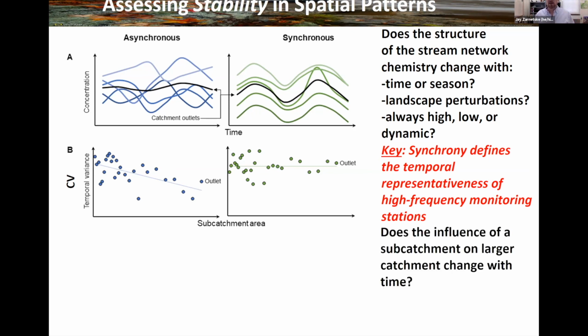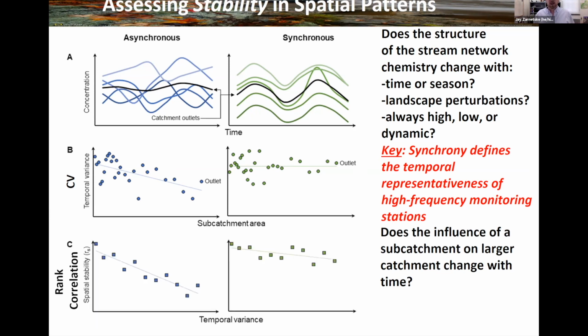We can also ask another question: does the influence of the subcatchment on the larger overall basin and region change through time? And so we can do more analyses on that spatial data and ask, basically, in the simplest way, it's called a rank correlation, but when we go out and measure one watershed again and again and again, does each time, is the subcatchment that have the high concentrations, when we rank them to low concentrations, is it consistent, or is the ranking changing each time we go out there?